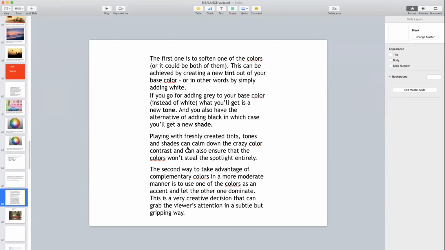The first one is to soften one of the colors, or it could be both of them. This can be achieved by creating a new tint out of your base color, or in other words, by simply adding white, meaning pastel. If you go for adding gray in your base color instead of white, what you will get is a new tone. And you also have the alternative of adding black, in which case you get a new shade, a darker shade basically, because black will give you a darker color. So you can choose whether you go by white or by a darker color.